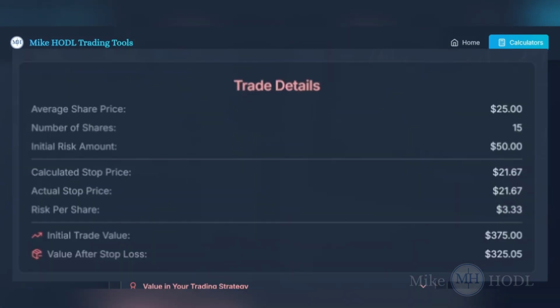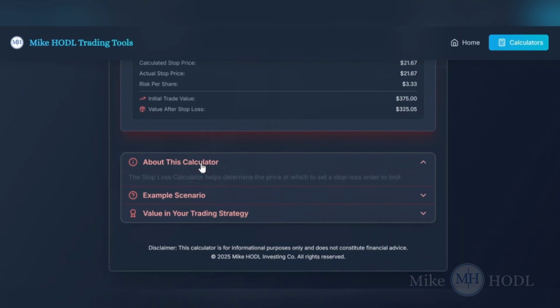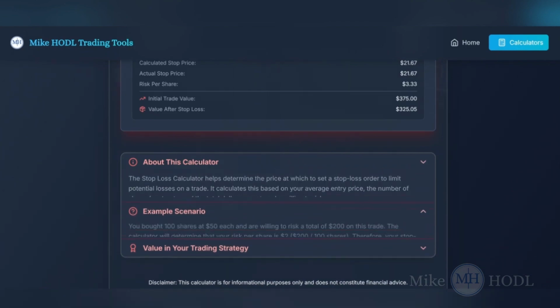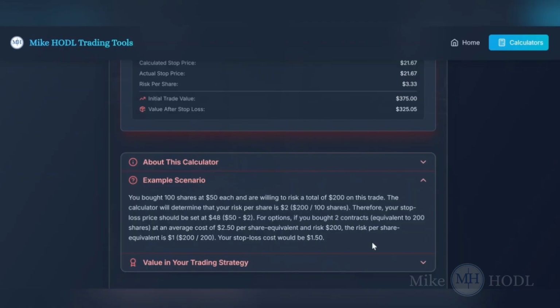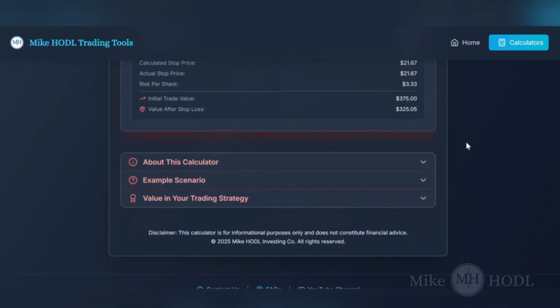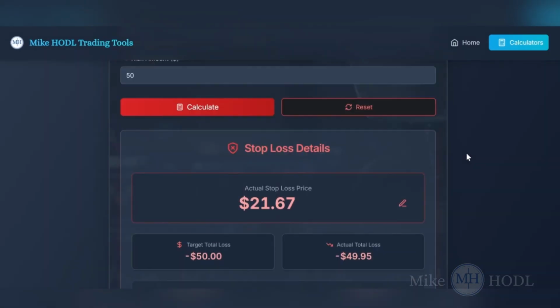And then there are other details here that you can look at as well. At the bottom, once again, we have about this calculator, an example scenario, and the value in your trading strategy. Take a moment to read over those, get familiar with this calculator, and that sums it up for the Mike HODL Stop Loss calculator.